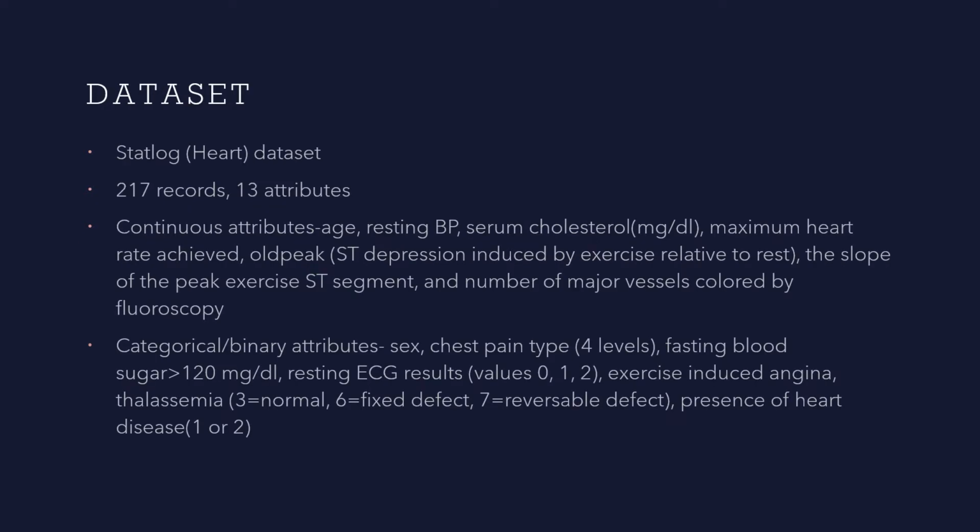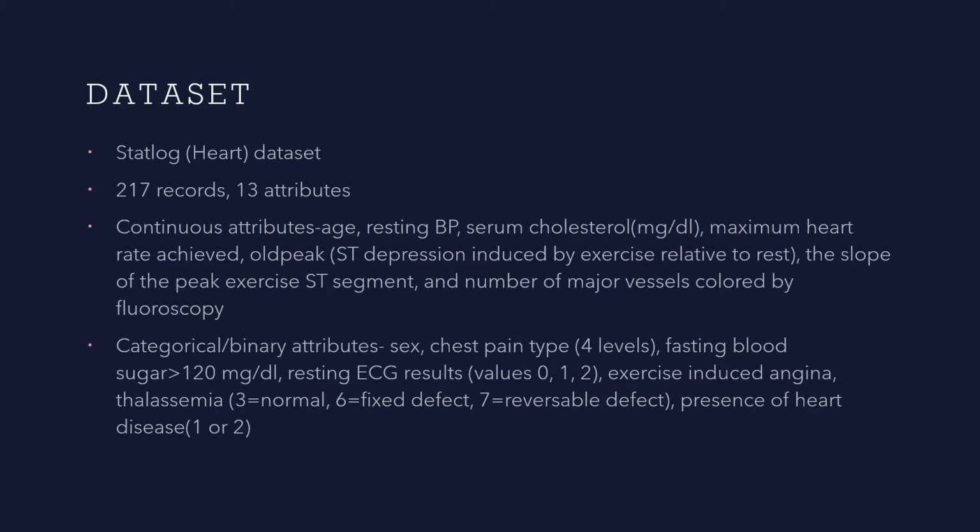So the data set that was used was the StatLog heart data set. This data set contained 217 records as well as 13 attributes. Continuous attributes included age, resting blood pressure, serum cholesterol, which is measured in milligrams per deciliter, maximum heart rate achieved, old peak, which is the ST depression induced by exercise relative to rest, the slope of the peak exercise ST segment, as well as a number of major vessels colored by fluoroscopy.